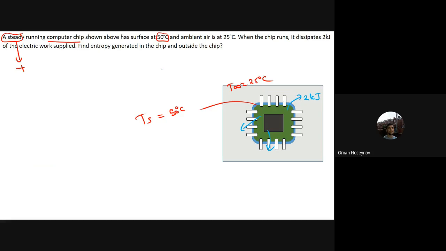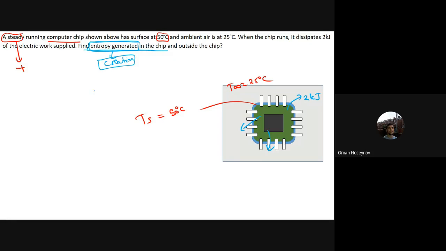Okay, and find the entropy generated in the chip. What is the amount of generation of entropy? So this term is very important. Generation, as I said in our previous lecture, means the creation. Okay, new entropy is created. It is very different from energy.